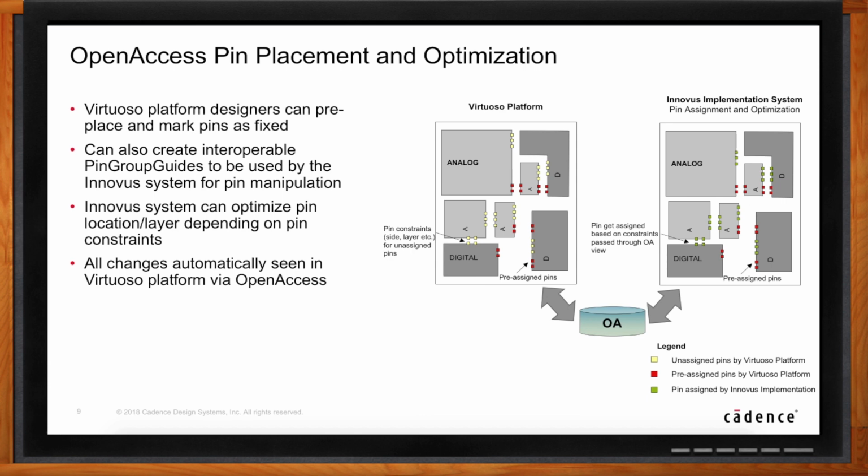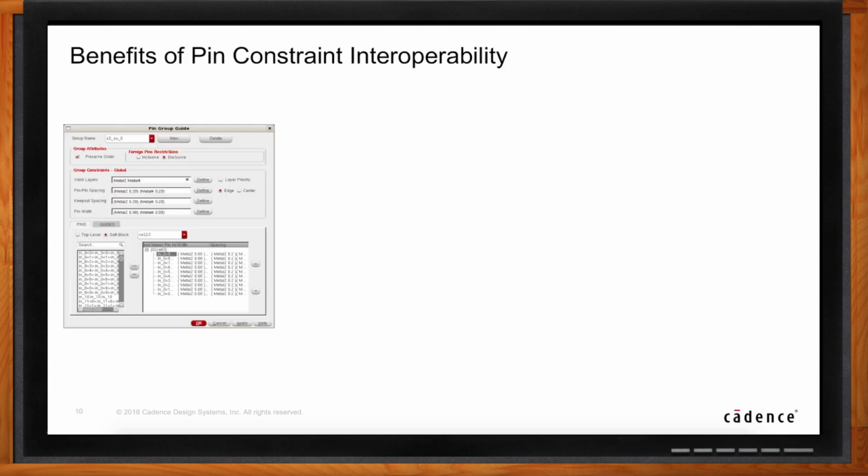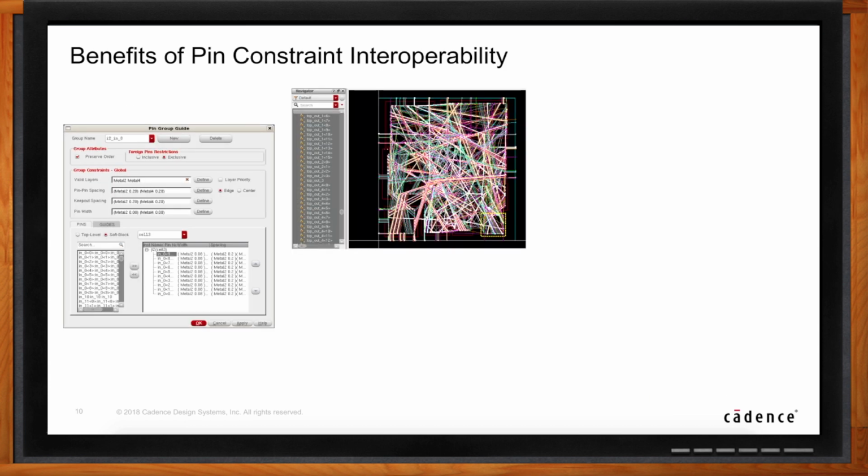So in this example, we see that some of the pins have been constrained, and I can run through a brief example of how this works in the interface. First of all, we start off with a pin group guide. Here, the user enters any constraints they may have. Layer names, pin names, all that kind of thing. Natively through open access, that information is transferred into Innovus, the place and route environment, and we see a screenshot here of the initial pin placement, which clearly is not optimal.